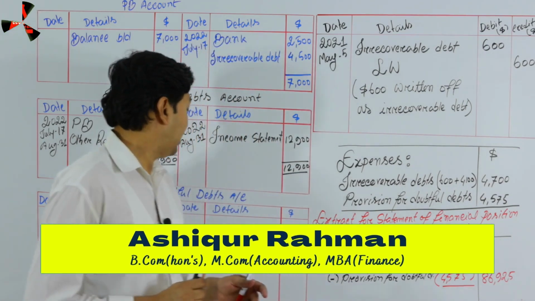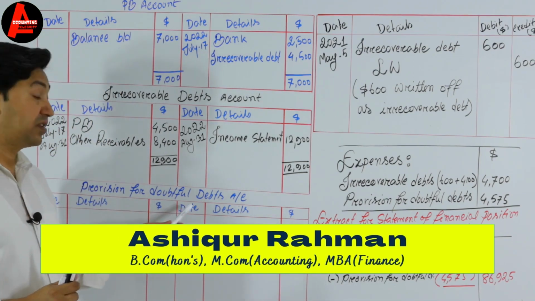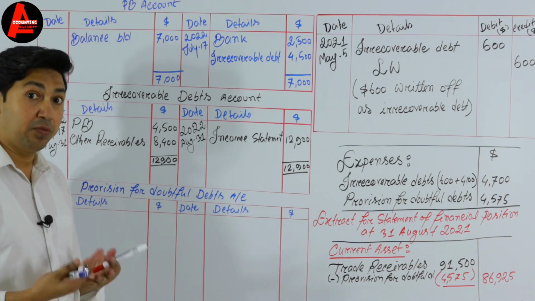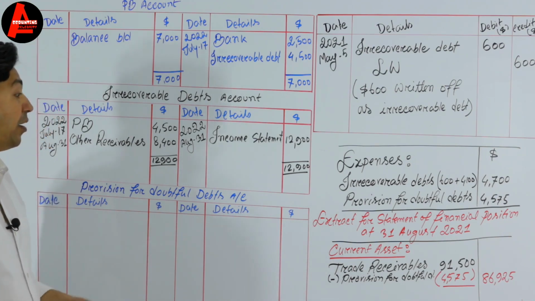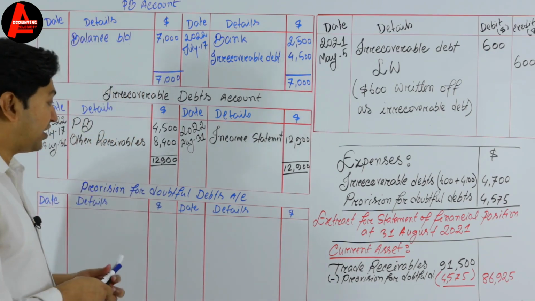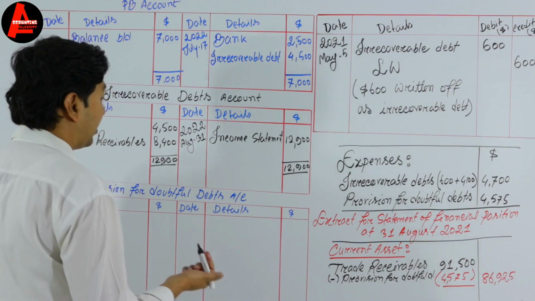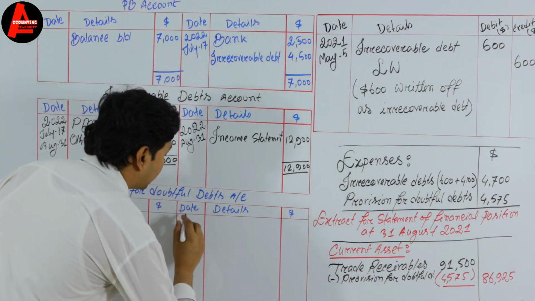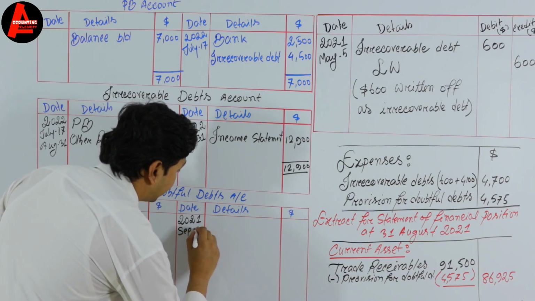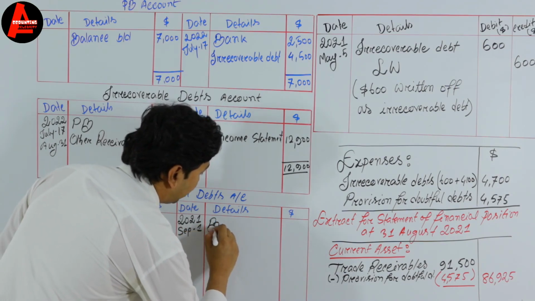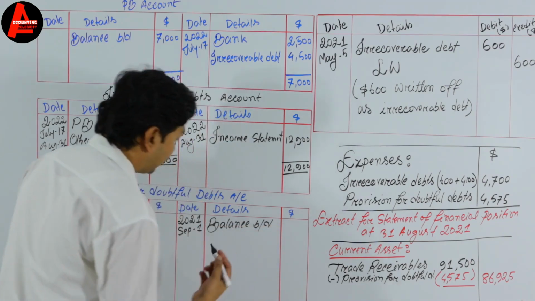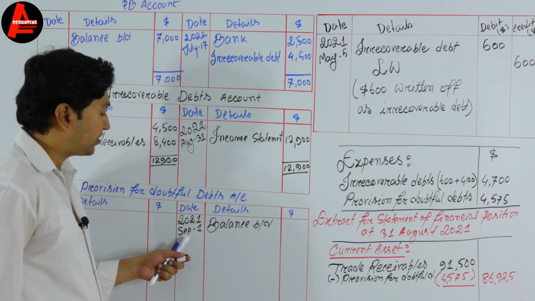Okay, so here the provision for doubtful debts is a credit account. So the opening balance of this account will appear on the credit side first of all. Let us write here balance BD or opening balance, whatever you call it, 2021 September 1st. So you might be thinking, why 2021 September 1st?